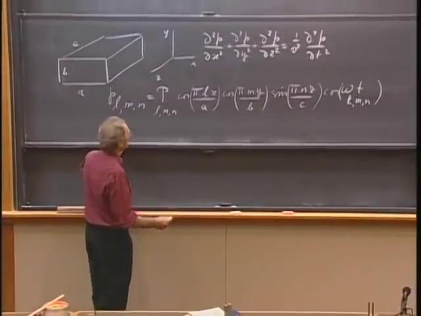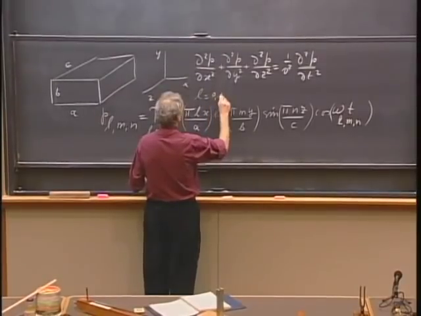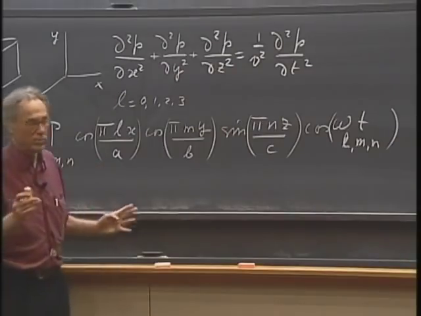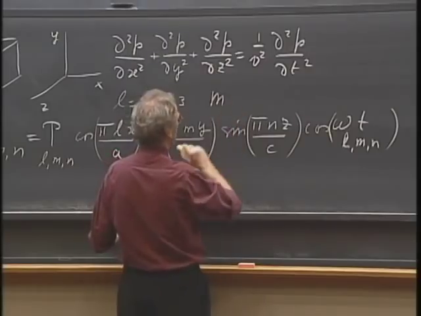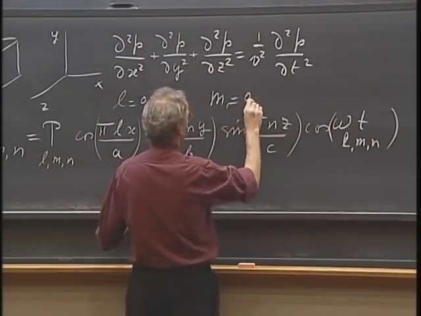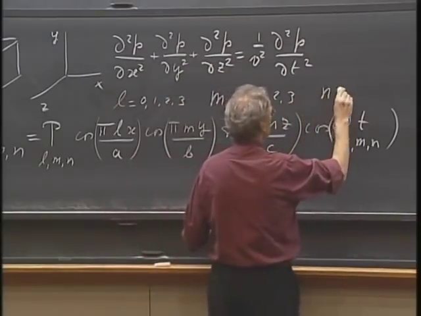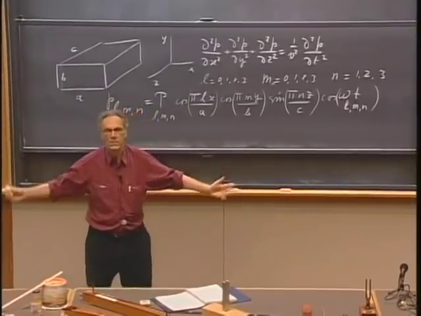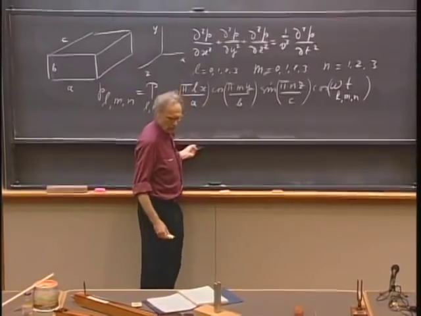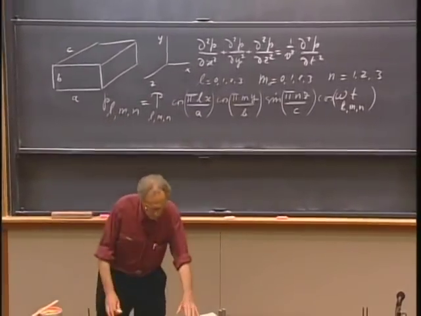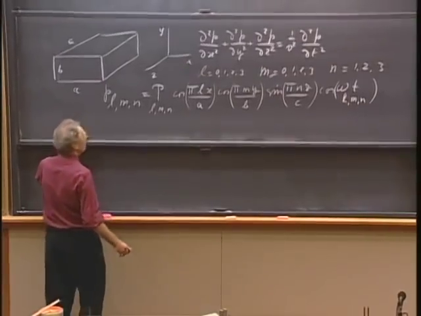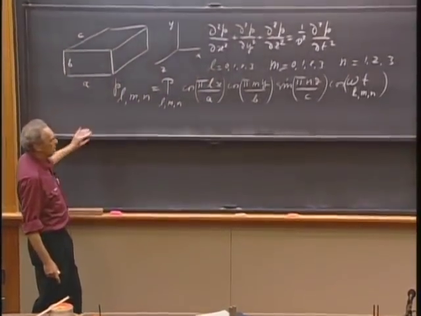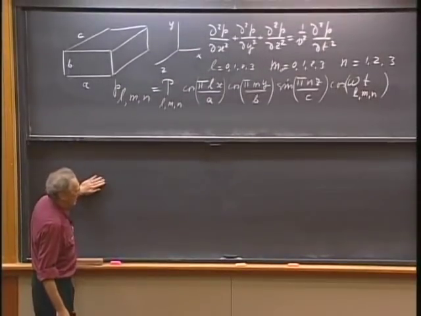What is interesting now is that L can be 0, 1, 2, 3, because there's nothing wrong with making L 0. The cosine remains 1 then. Nothing goes to 0. M can go 0, 1, 2, 3. It's only N that cannot be zero, because if N is zero, then there is no pressure anywhere. There is no wave. So you now allow for 0, 0, 1 modes, which will give you certain frequencies. You find the frequencies by substituting this solution back into the wave equation, which gives you the connection between omega and k.